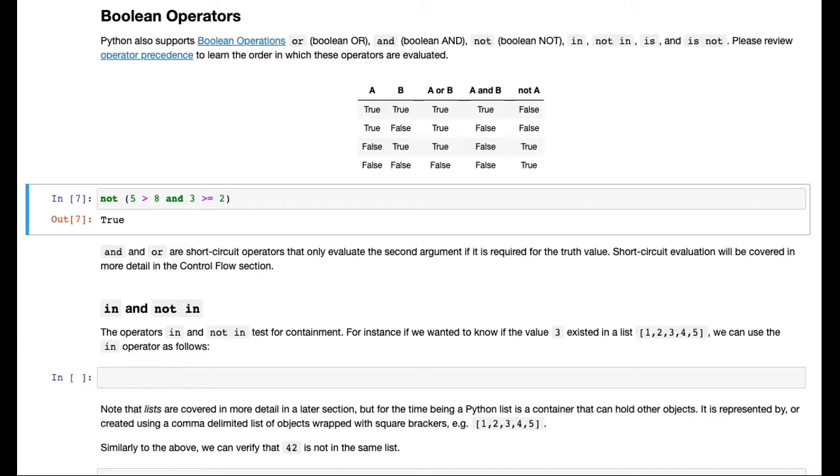But to return to our example, the and expression within the parentheses is false, and of course not false is true, so we see that the output here is in fact true. For those that need a reminder on operator precedence, I've given you a link here to the documentation describing all the operators and the order in which they'll be evaluated.